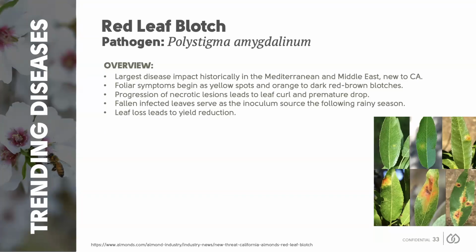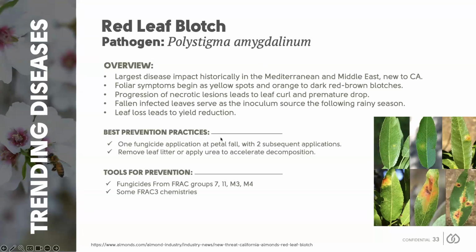leaf drop. The disease can overwinter in the infected leaf litter. So sanitation practices that include removal of leaf litter or application of urea to accelerate decomposition can help reduce persistent inoculum. Additionally, fungicidal applications at petal fall and 2 subsequent applications are recommended for control.